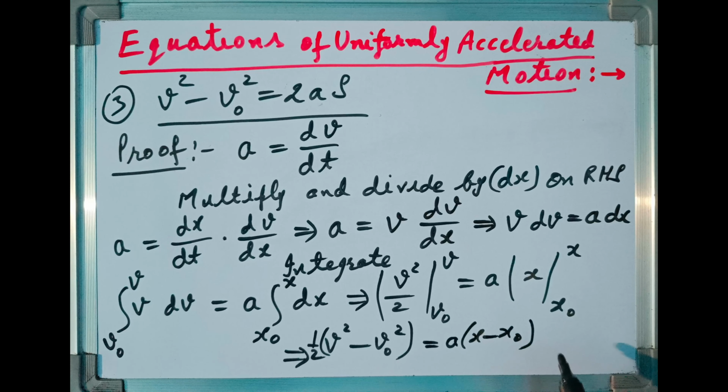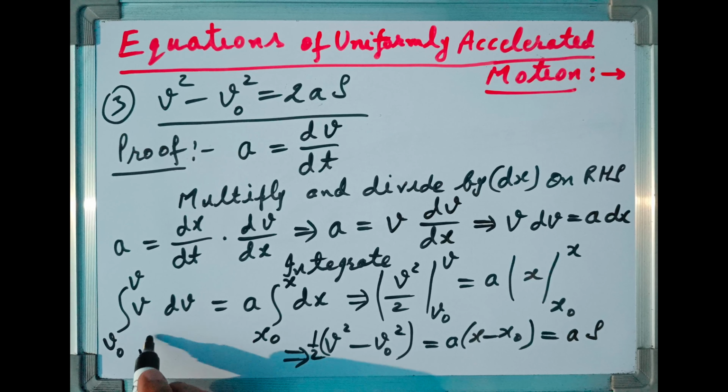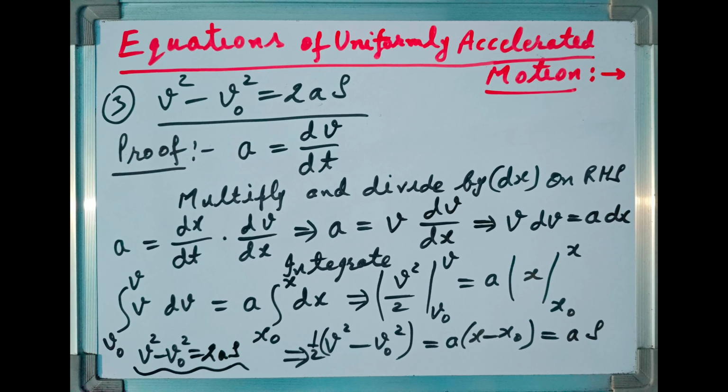Now x minus x naught can be replaced by s, distance covered by body. After taking this 2 to right hand side, we can get our required equation v square minus v naught square equal to 2as. Hence the required third equation of uniformly accelerated motion. That's all.